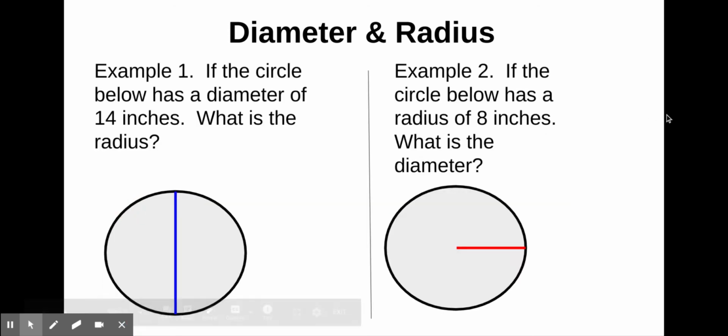Now, to make sure you understand diameter and radius, we're first going to do something here. Okay, if a circle below has a diameter of 14 inches, what's the radius? Well, half of 14 is 7. If we look at example 2, if a circle has a radius of 8, what's the diameter? 16. 2 times 8. All right.